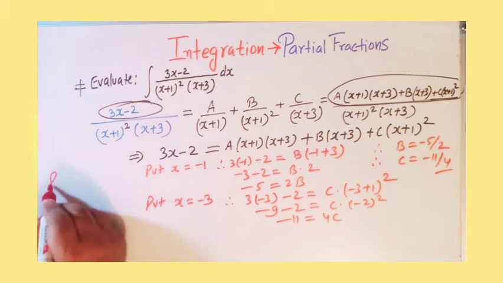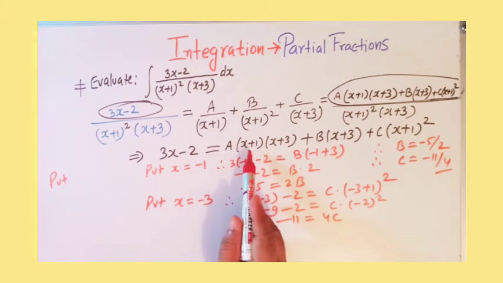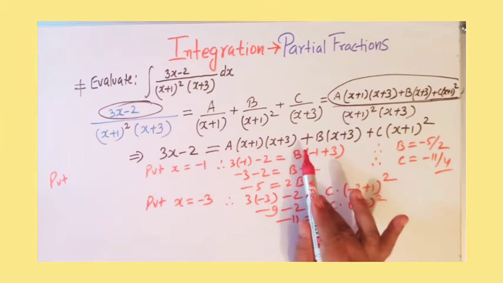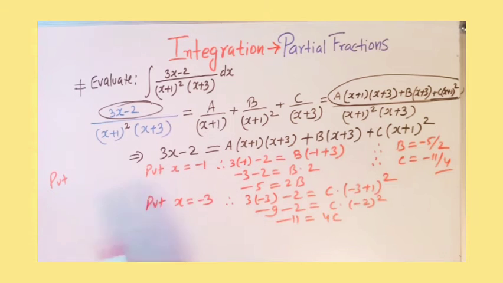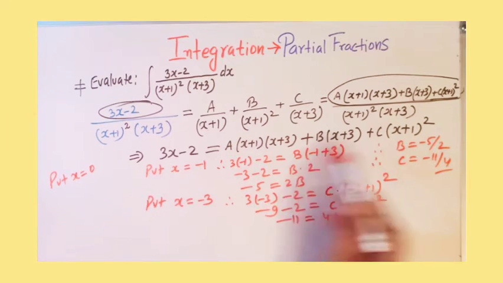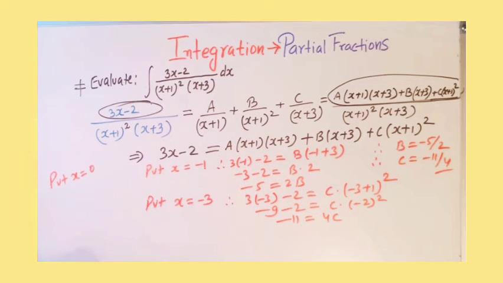Now if we put x equal to say, x equal to we can take 0, right? Then what we will have? We will have an equation in a, b and c.